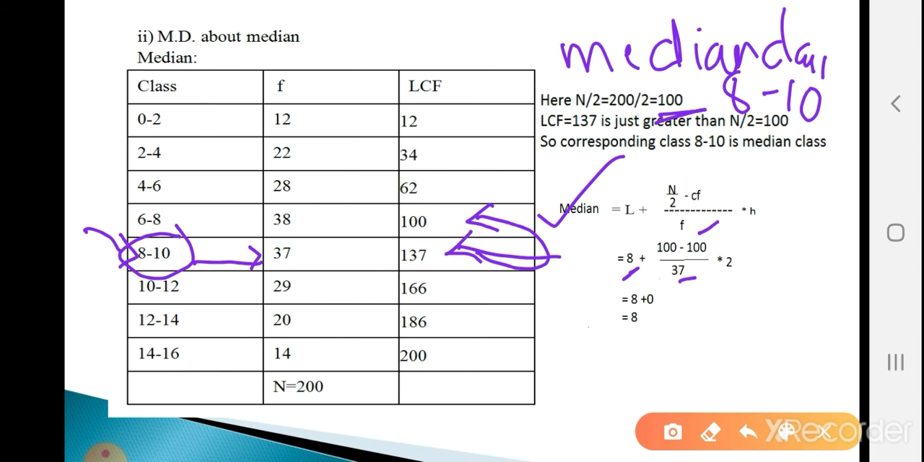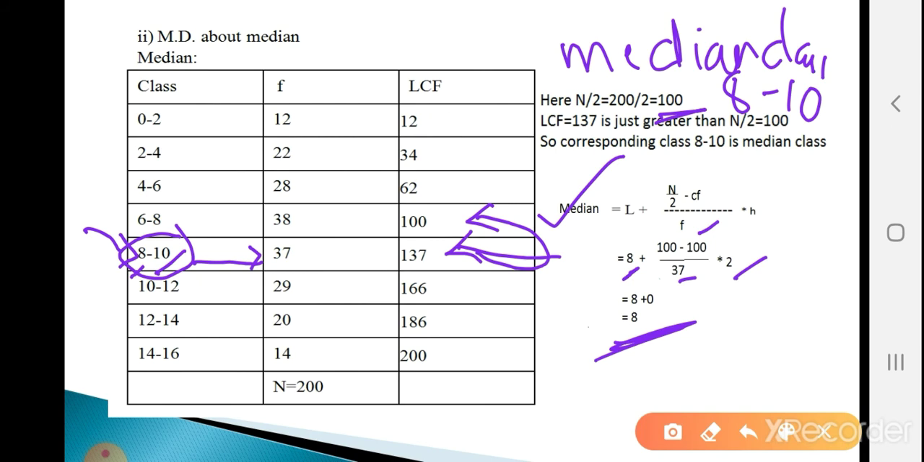And last, H is the class width of median class. Class width is calculated as upper limit minus lower limit. So here the upper limit is 10 and the lower limit is 8. So 10 minus 8, that is 2. Okay. So next, 8 plus 100 minus 100, that is 0. 0 divided by anything, so 0. 0 into 2, that is 0. So 8 plus 0. So median value is 8.